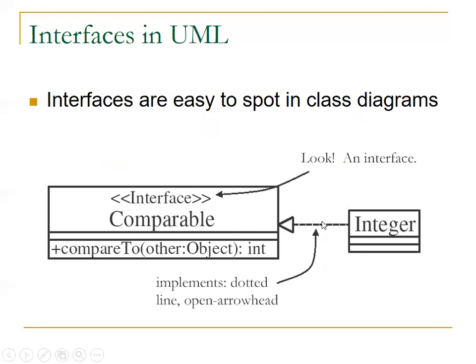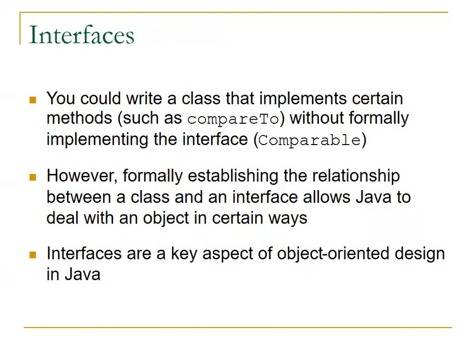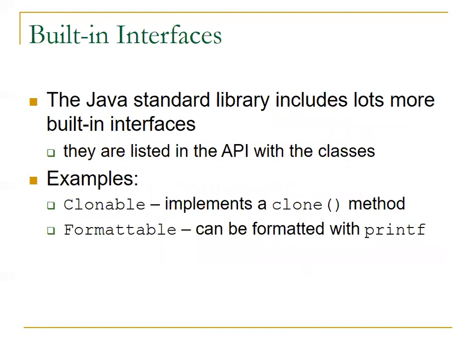Here the interface is specified in scopes. Okay, look at the interface. Okay, implements is the dotted line. So the dotted line means the dependency on the interface. Okay, you could write a class that implements a certain method without formally implementing the interface. However, formally establishing the relationship between a class and an interface allows Java to deal with the object in a certain way. Interfaces are a key aspect of object-oriented design in Java. So these are the key aspects, so that we know that.